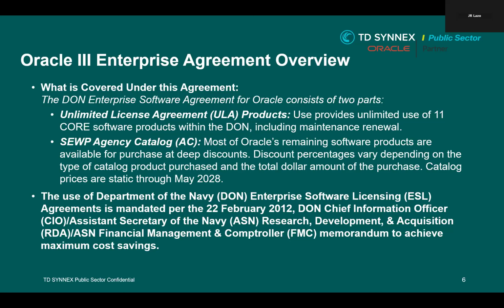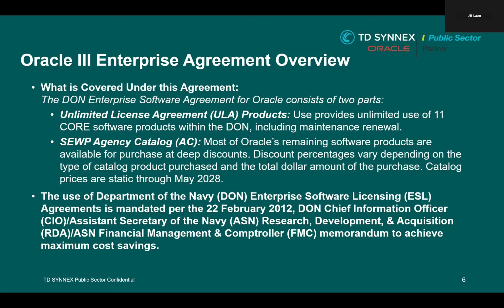So the enterprise agreement can be broken down into two distinct parts, the unlimited license agreement and the agency catalog. In regards to the unlimited license agreement, authorized users have access to unlimited use of Oracle core technology licenses, including maintenance and support of these licenses. Core tech licenses include all versions of Oracle Database, WebLogic Suite, and Database Management Pack. The unlimited license agreement is centrally funded by the Department of Navy. In other words, what would typically cost around $60,000 for a single server license of Oracle Database is now a $0 ITPR as a result of this agreement.